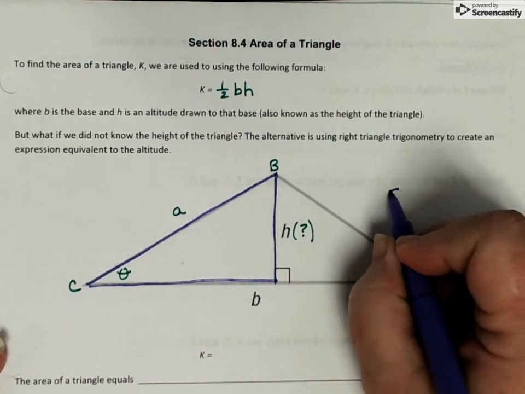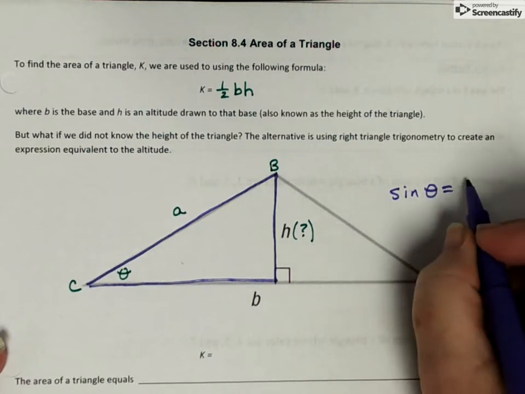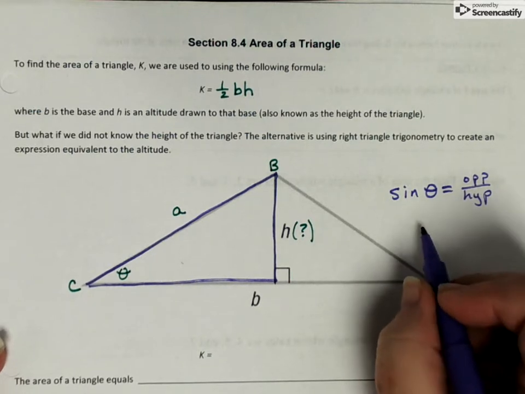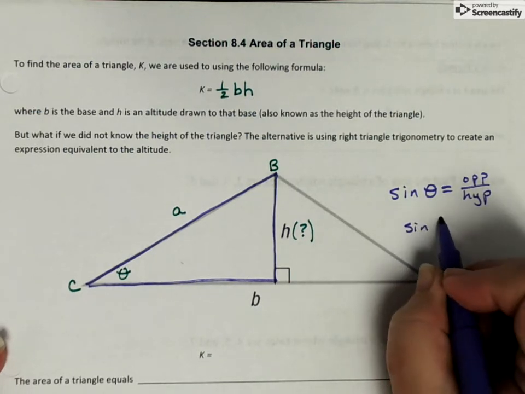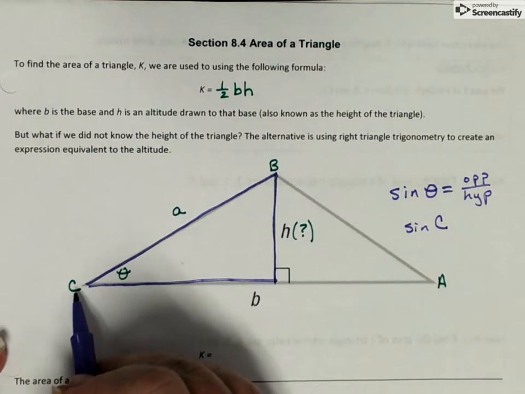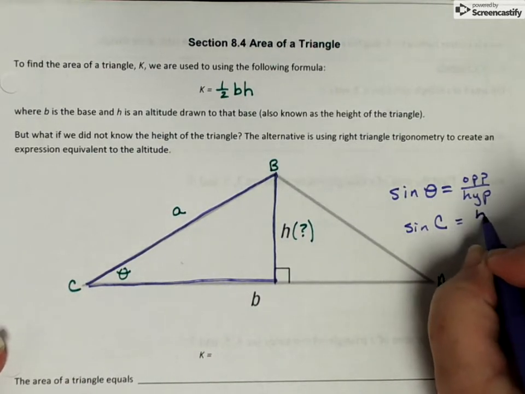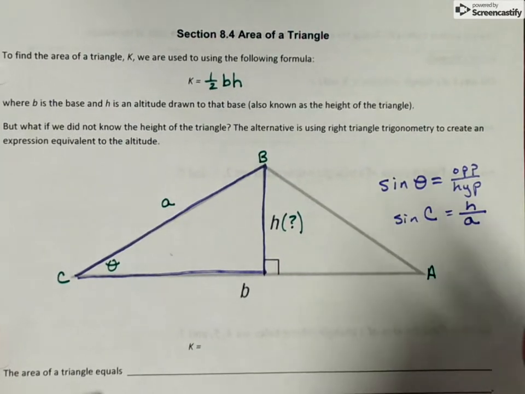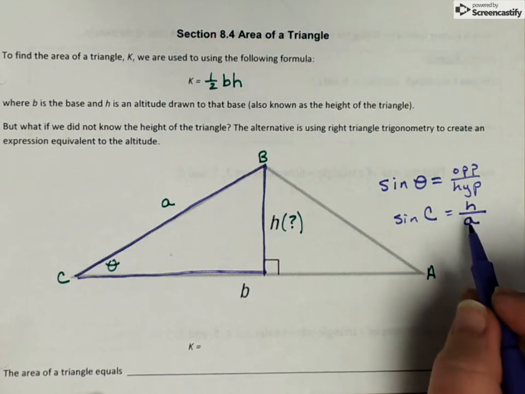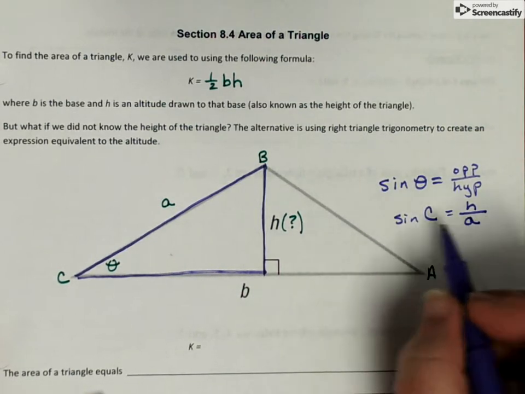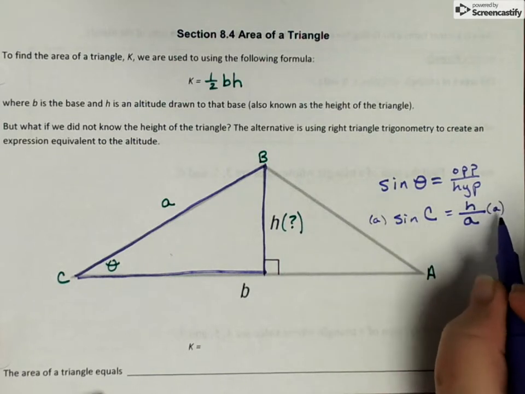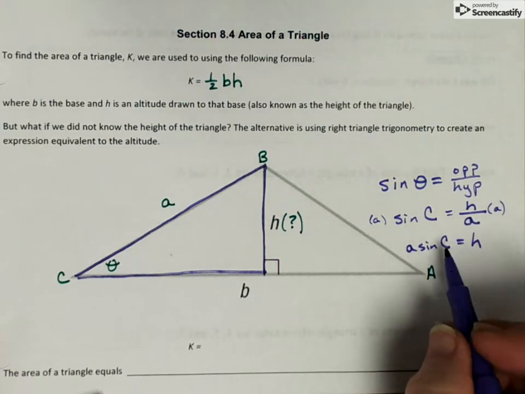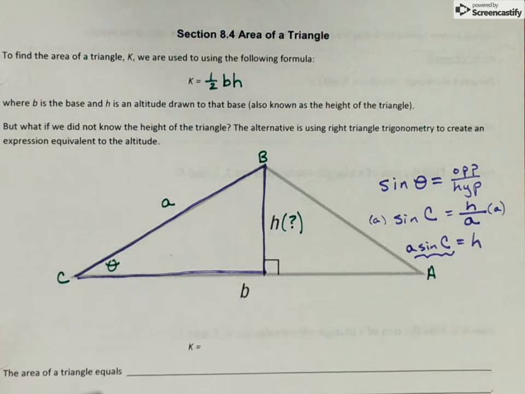Well, I could set up that the sine of theta is equal to the opposite over the hypotenuse, and that means the sine of angle C, because let's pretend I knew this value, is equal to the height divided by side A. Well, in algebra, if we want to isolate a variable, we would multiply both sides of the equation by A, and we would get A times the sine of C is equal to the height. So in other words, I now have another value for height.